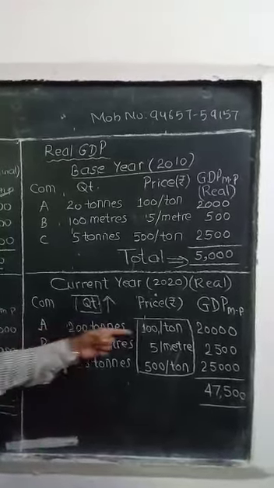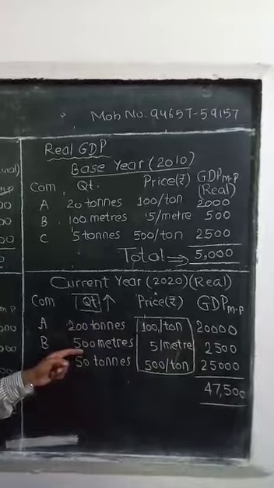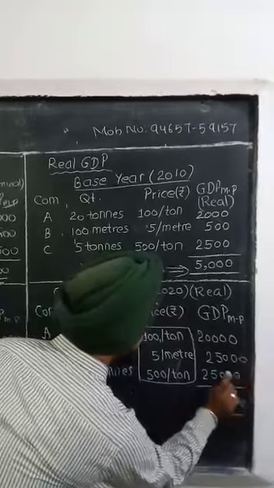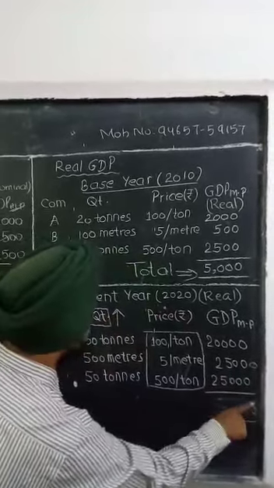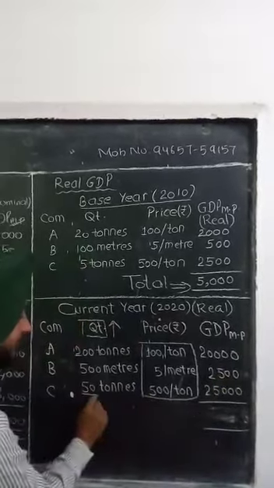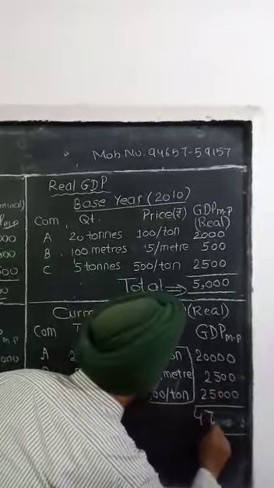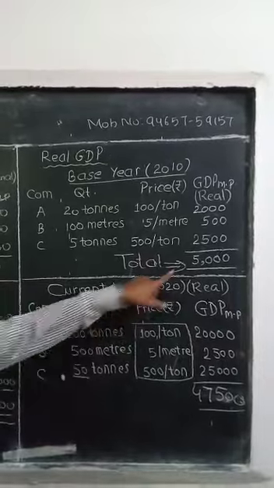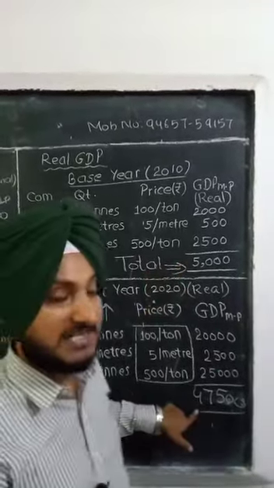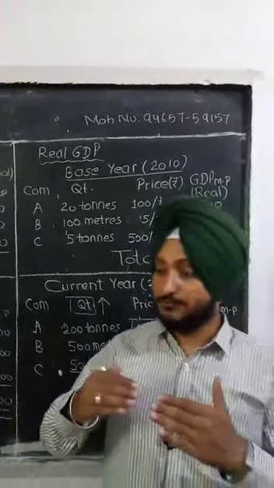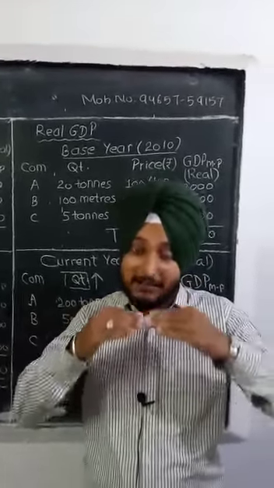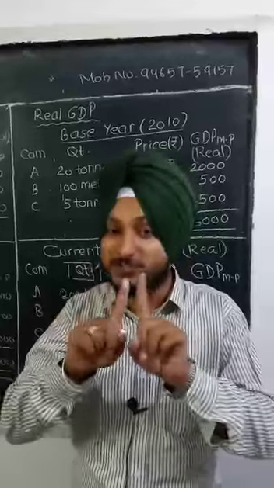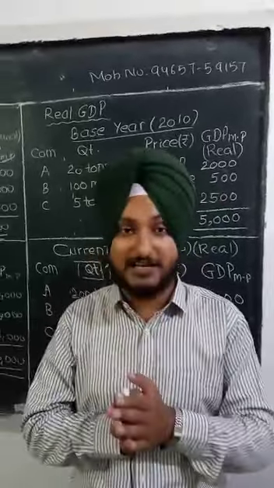Now multiplying 200 into 100, 20,000, 500 into 5, 2500, or you can say 25,000. This will be the actual part I am going to touch with you. Okay, 2500. Now you can see 50 into 500, 25,000. In totality we have 47,500. This will be your actual answer. Now you can see from 5,000 we have gone to 47,500, and in real sense we are growing because our production is increasing, but there is no change in the prices. This thing should be clear to all the students.